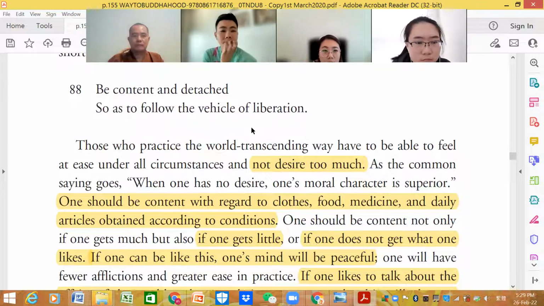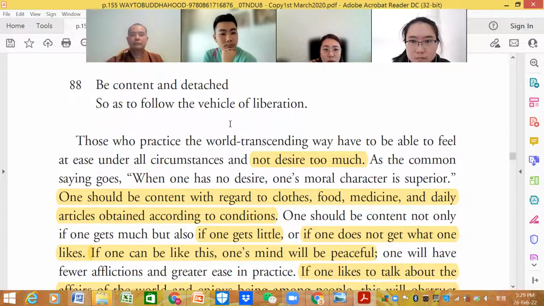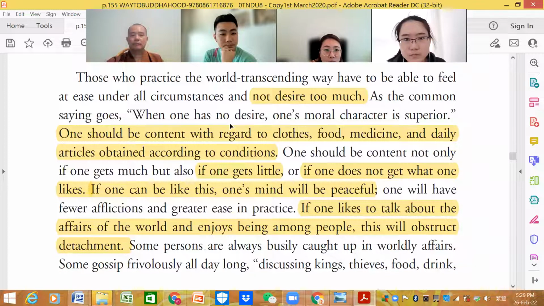Be content and detached, so as to follow the vehicle of liberation. Those who practice the world-transcending way have to be able to feel at ease under all circumstances and not desire too much. As the common saying goes, when one has no desire, one's moral character is superior.